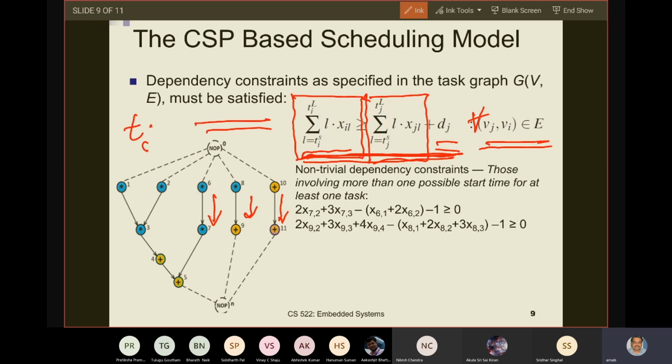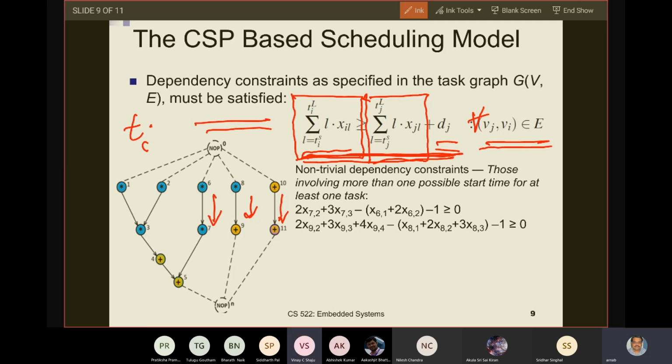Are you with me? Because the value of the LHS will be equal to -1. If 2x72 plus 3x73 equals 2 and x61 plus 2x62 also equals 2, then the value of the LHS is going to become -1 and my constraint is going to be violated. So I cannot have decision variables for which both x72 and x62 are equal to 1. You cannot have that. x72 and x62 cannot both be 1.